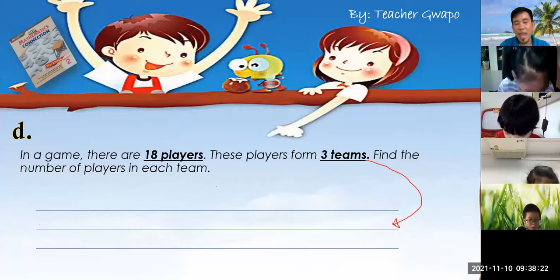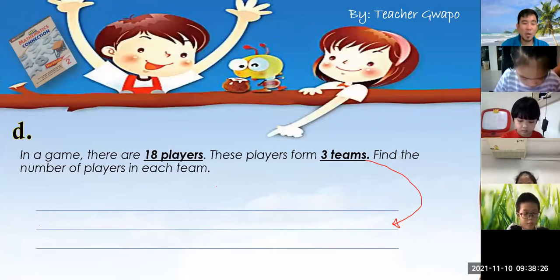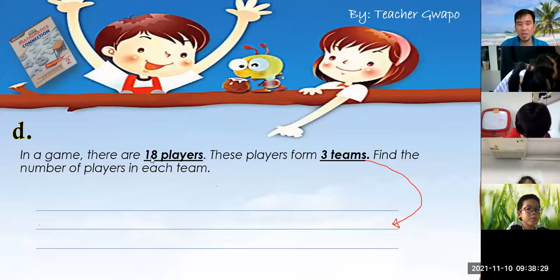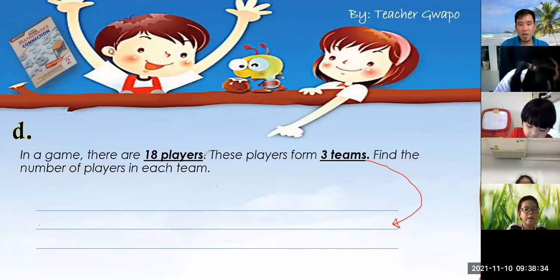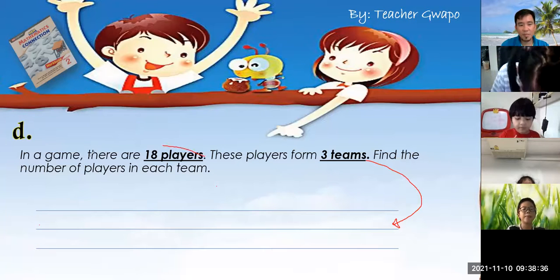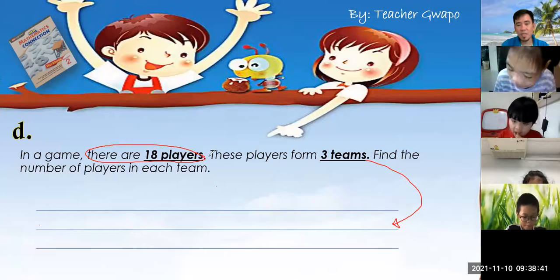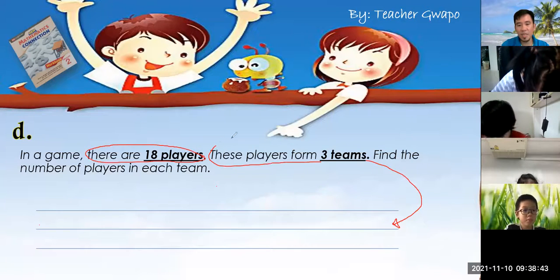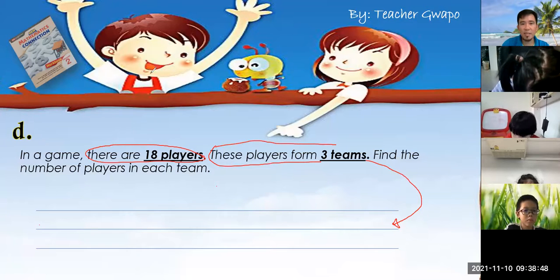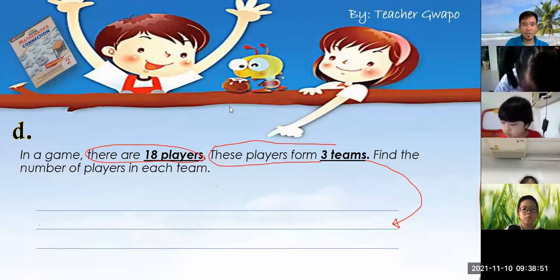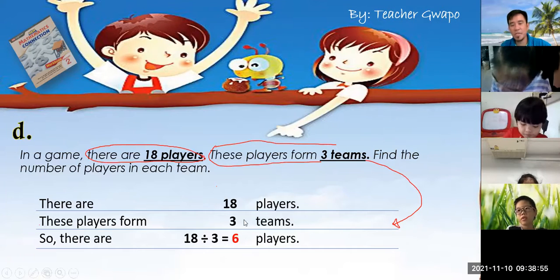So in a game, there are 18 players, and these players form 3 teams. So find the number of players in each team. Here you can see that there are 18 players, right? Okay, 18 players, and these players form 3 teams, right? 3 teams. So we can write this one in the first line, just like this: there are 18 players, and then these players form 3 teams.